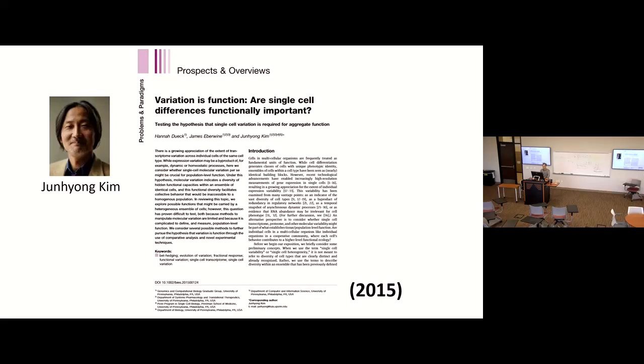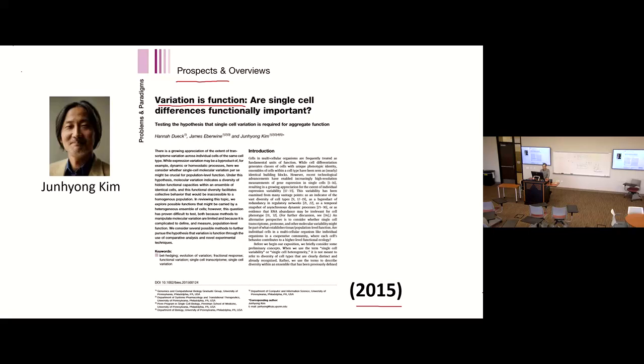This is a proposed idea from a perspective paper, not a review paper. People just put forward the hypothesis in 2015: variation is a function. It says maybe in a single cell, the difference of gene expression across cells is related to their gene function for the cells.